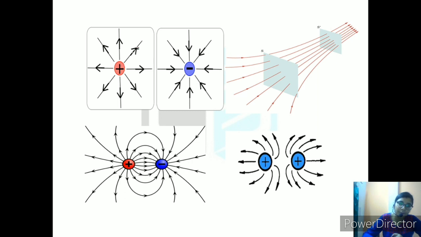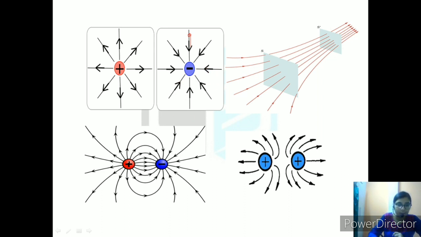For the positive charge, these are the electric field lines which are directed away from the positive charge. And here see, now if I place some positive charge here, it will get attracted by this negative charge, so it will tend to move in this direction. That means the arrow sign shows towards the negative charge. So the electric field lines will be towards the negative charge.